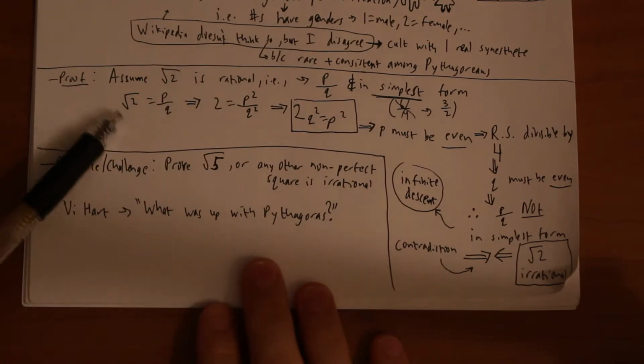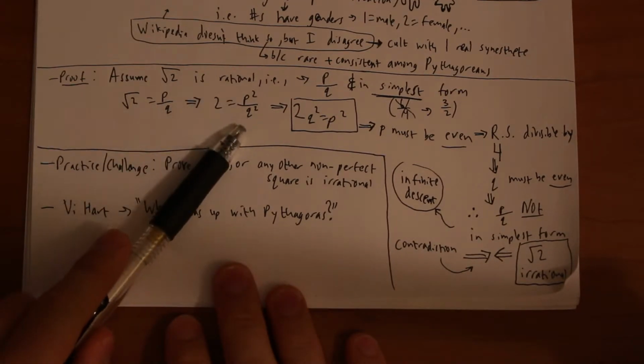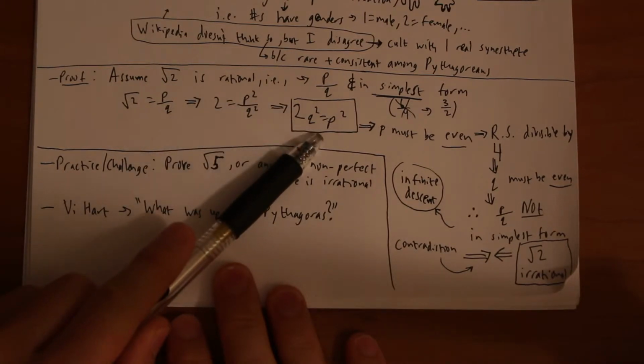So let's set it up. Square root of 2 is equal to p over q. We're going to use our algebra knowledge to square both sides. So we have 2 is equal to p squared over q squared. Now we're just going to move the q squared over. So we have 2q squared equals p squared.